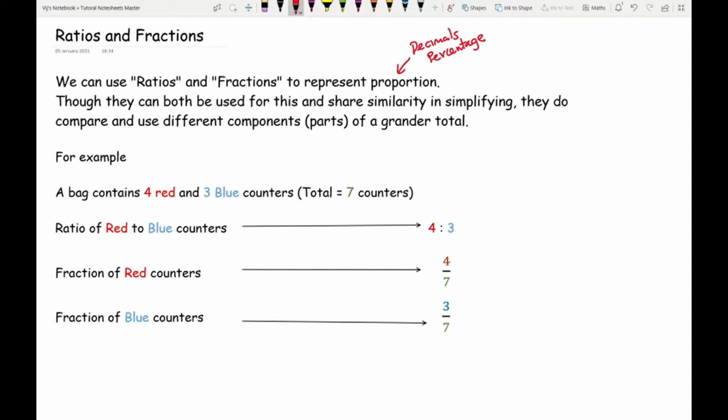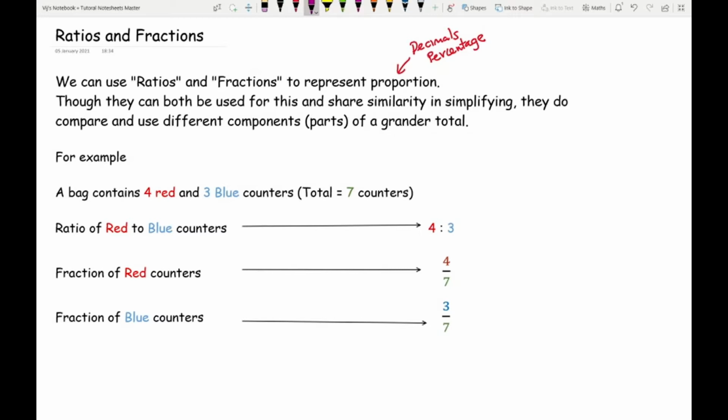So for example, if we had a bag that contained 4 red and 3 blue counters, we've got a total of 7 counters. Writing this proportion as a ratio, we can see that we're comparing one part to another part. We've got 2 parts in this particular bag: one part is red and one part is blue. When I say parts, I don't mean an even spread, just how many sections we have.